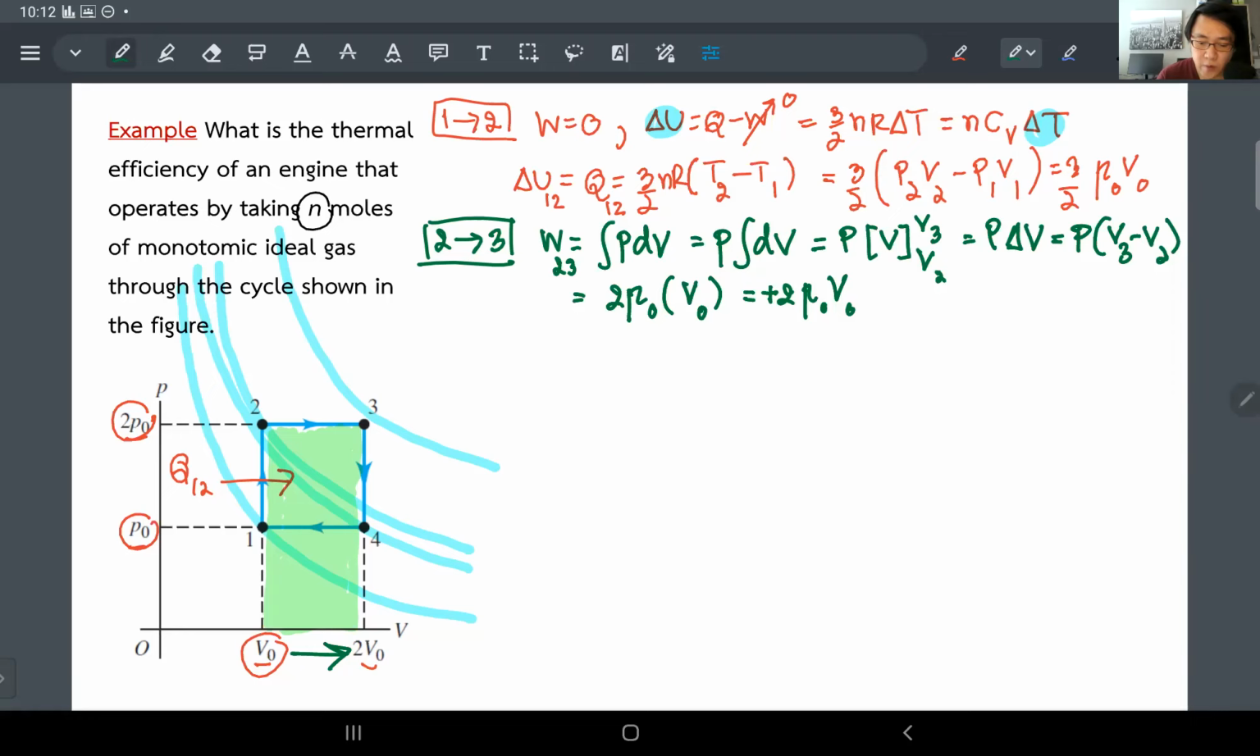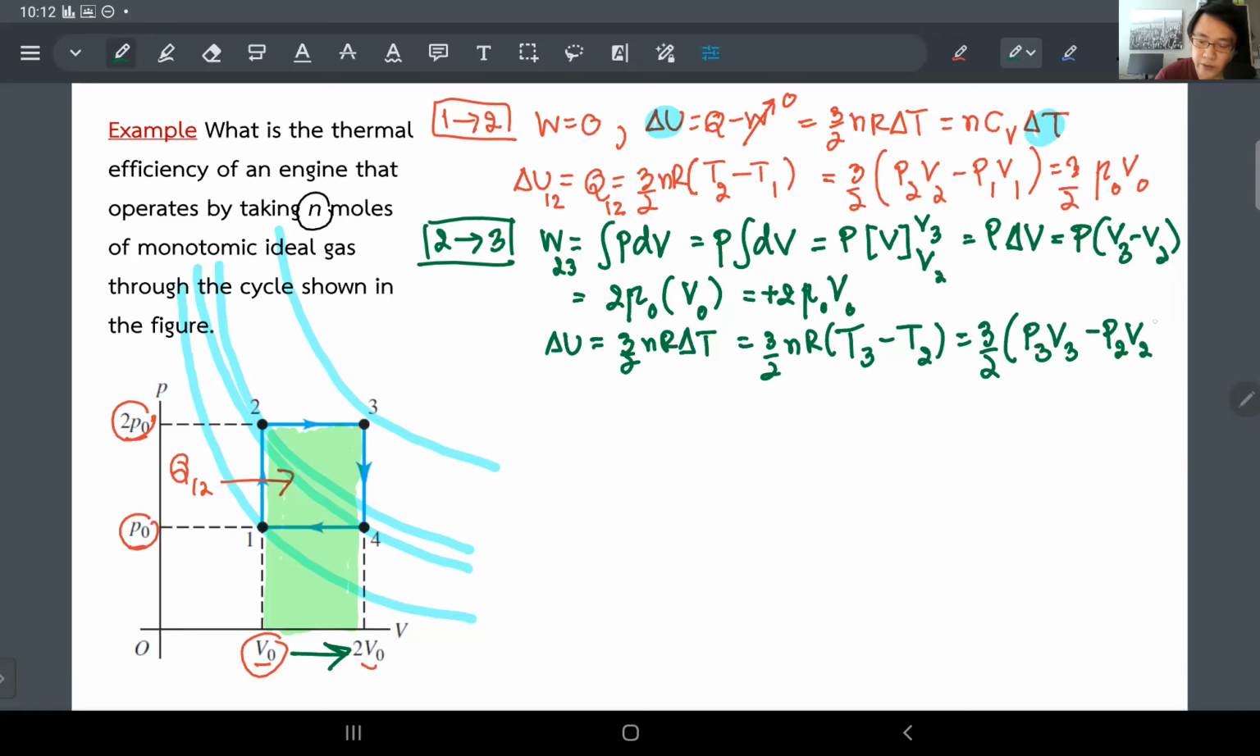Next step, delta U. That's easy because it's 3/2 nR delta T all the time. So it's going to be 3/2 nR, T at 3 subtract T at 2. Even though we don't have the temperature, that's all right. nRT is equal to P times V. So 3/2 is still there, and you put P at 3, V at 3 for the first term, subtract the P at 2, V at 2.